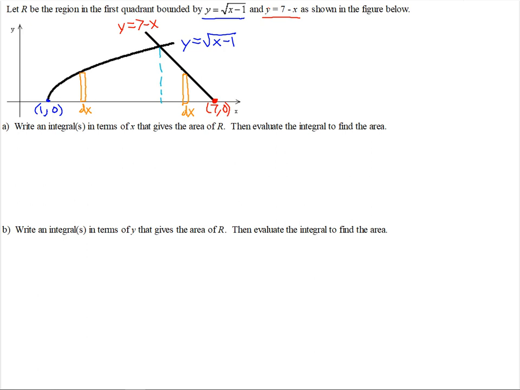Next, let's find the point of intersection between the two. Right here. In order to find that, you can set the equations equal to each other. In other words, you're really just using substitution. You're substituting this, which y equals, in for the y right there. Or you can do vice versa. So we'll have the square root of x minus 1 equals 7 minus x.